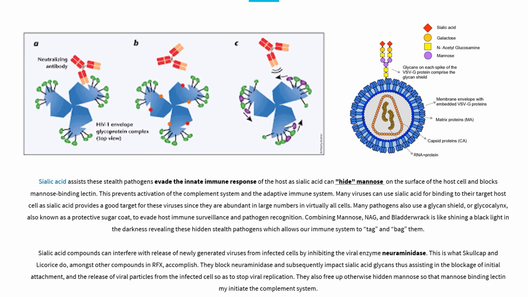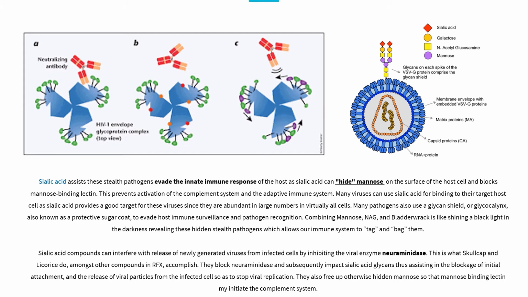Sialic acid is the Debbie Downer of the group because it assists these stealth pathogens to evade the innate immune response of the host, as sialic acid can hide mannose on the surface of the host cell and blocks mannose binding lectin, which we'll cover later. This prevents activation of the complement system, which is basically the adaptive immune response. Many viruses use sialic acid for binding to their target host cell, as sialic acid provides a good target for these viruses since they are abundant in large quantities on virtually all cells.